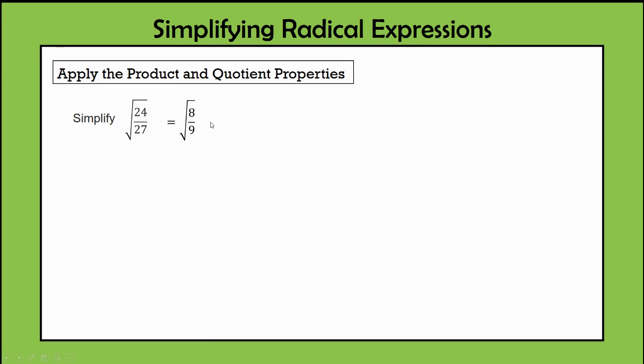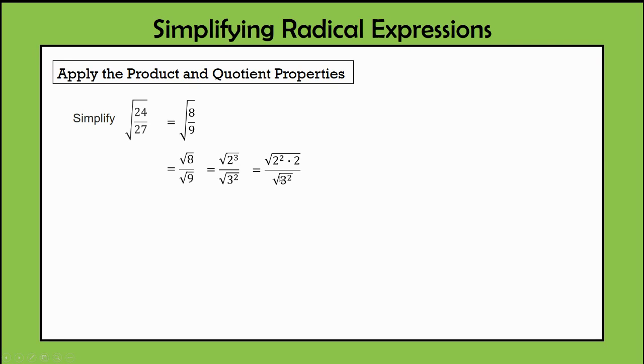At this point, what we'll want to do is, it's never considered to be simplified if you have a fraction under a radical. So we're going to separate it into the square root of 8 over the square root of 9. Okay. 8 is 2 cubed. 9 is 3 squared. Okay. So 2 cubed is going to become 2 squared times 2.